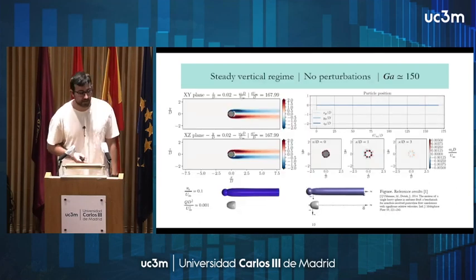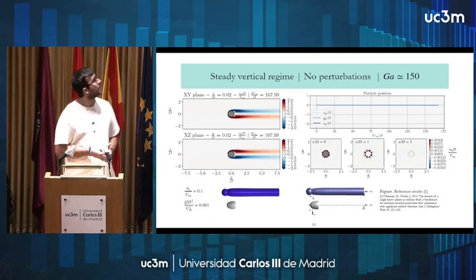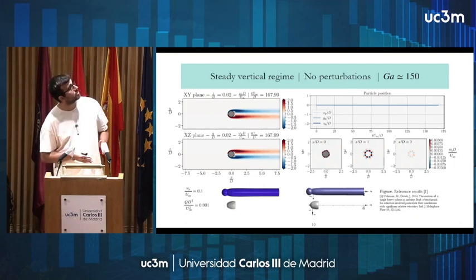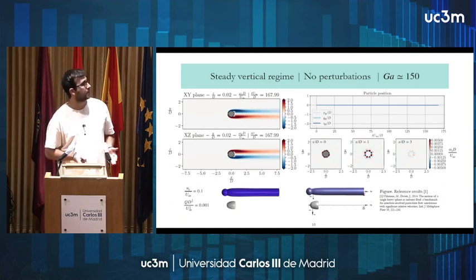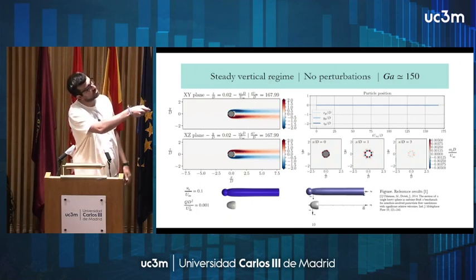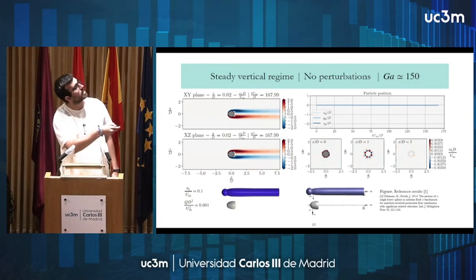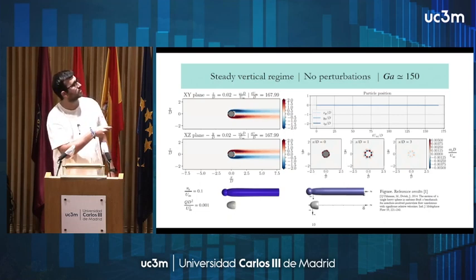First of all, I'm showing here a case with no perturbations for the sake of reproducibility, in which we are able to capture the steady vertical regime, which is the one that we know from the literature. Here, we first focus on the particle position evolution over time. We clearly see that the evolution is fully horizontal, so this means that we are perfectly capturing the regime. Also, if we take a look at the two-dimensional slices of vorticity, we see that the wake is fully axisymmetric, so this is perfectly captured.